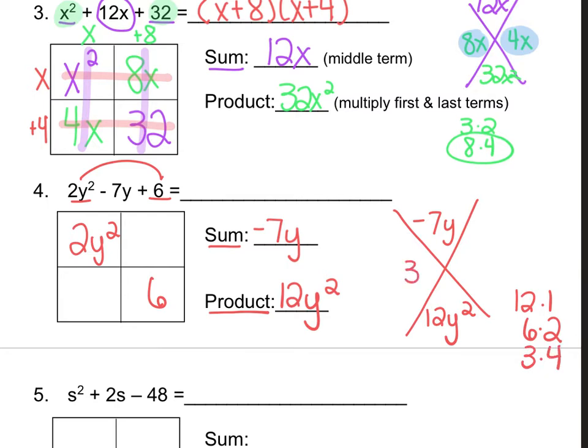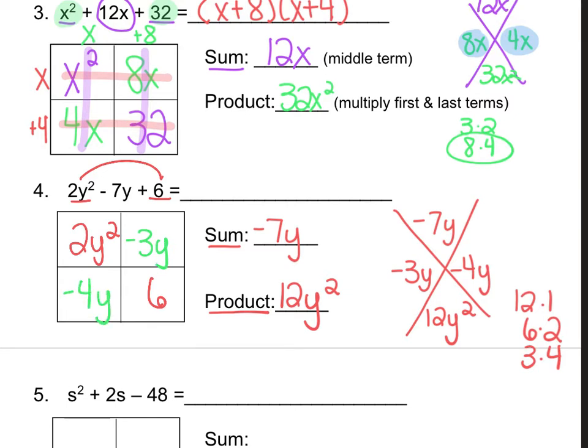Now remember that my pattern is if the product is positive, both sides have to be the same sign. So since my sum is negative, both of these have to also be negative. So negative 3y plus negative 4y gives me negative 7y. Negative 3y times negative 4y makes a positive 12y squared. So that tells me what is going to go in the rest of the box.